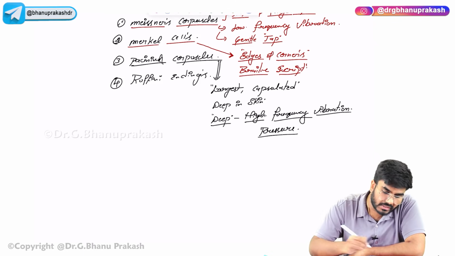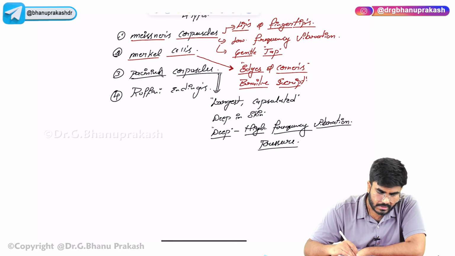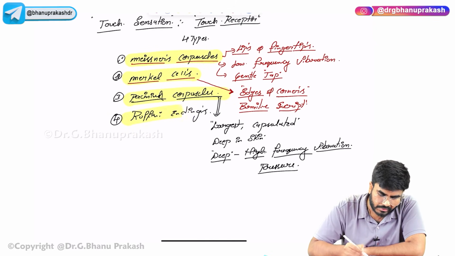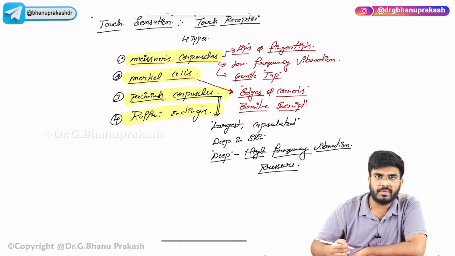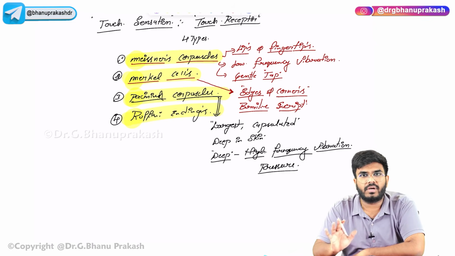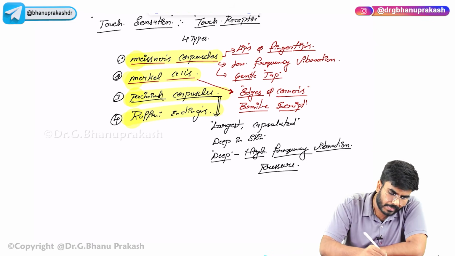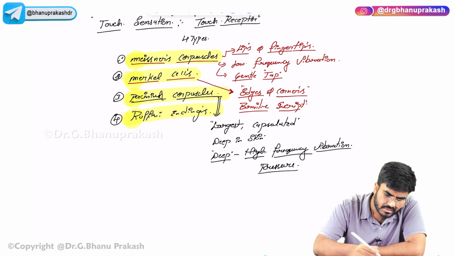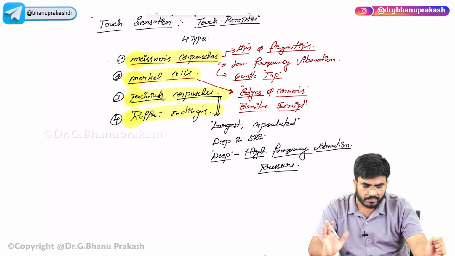These are the important points which I want you to know for your exam. These are the 4 different types of touch receptors. You can remember the mnemonic MMRP: the Meissner's, Merkel's, Ruffini's, and Pacinian corpuscles are the 4 important types of touch receptors for your exam. Ruffini's endings are sensitive to skin stretch, but for the exam I don't want you to go into that area.